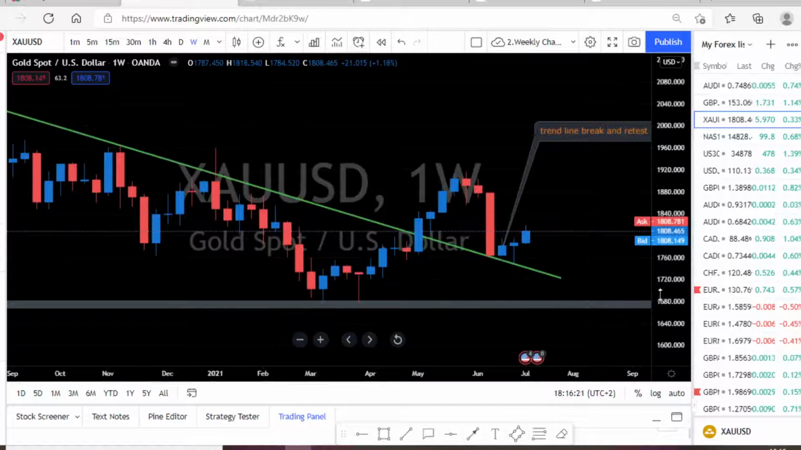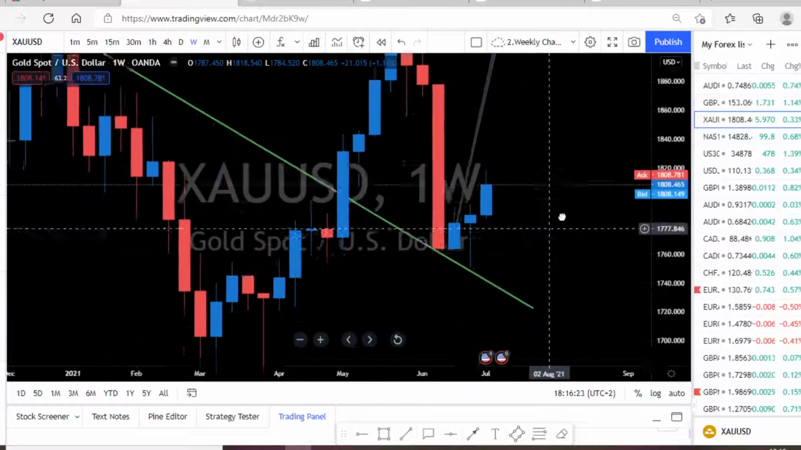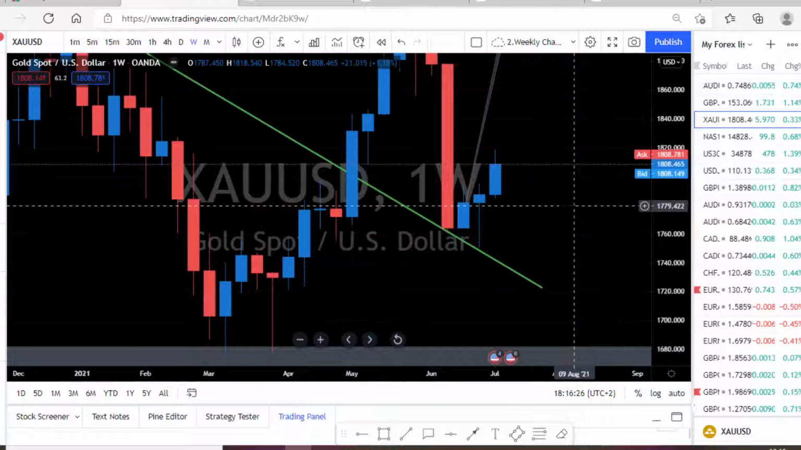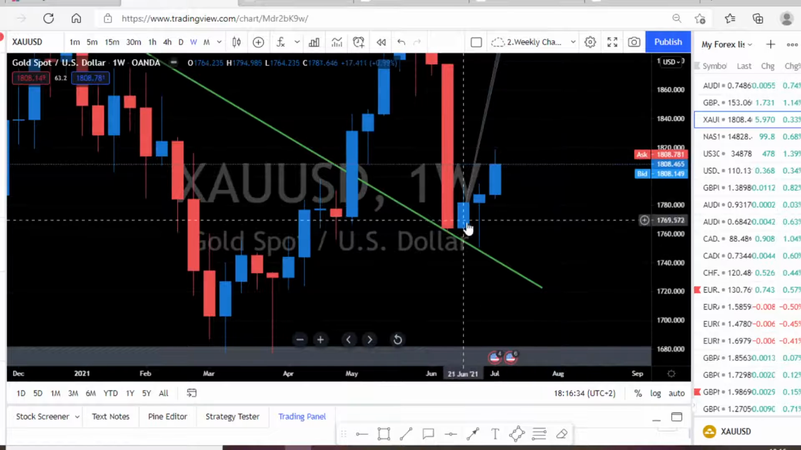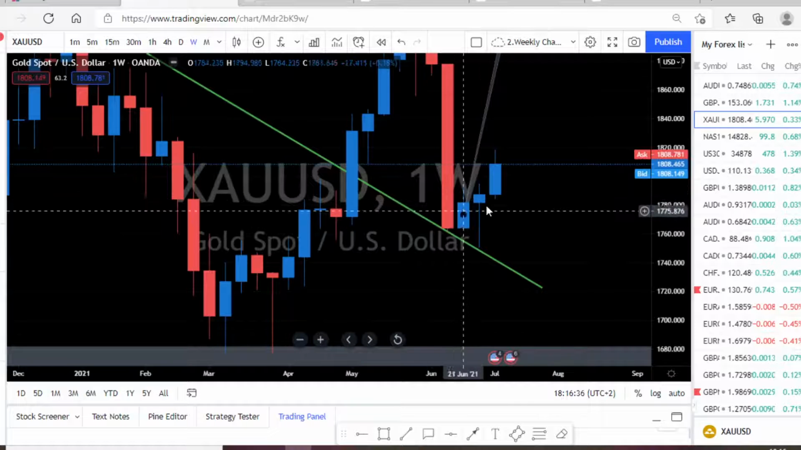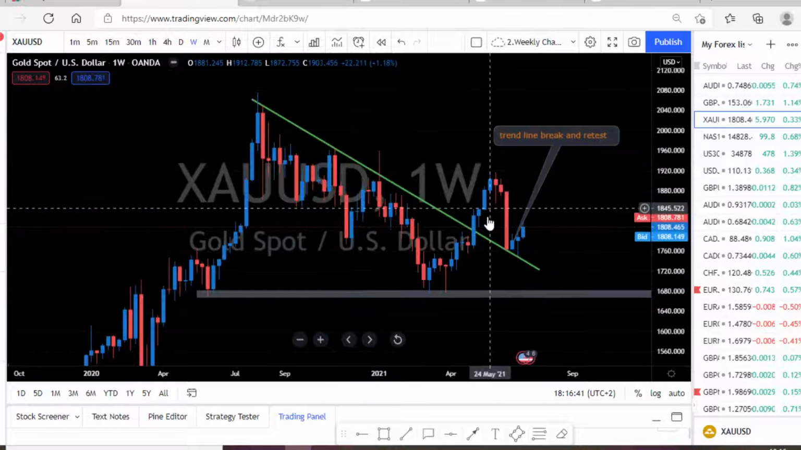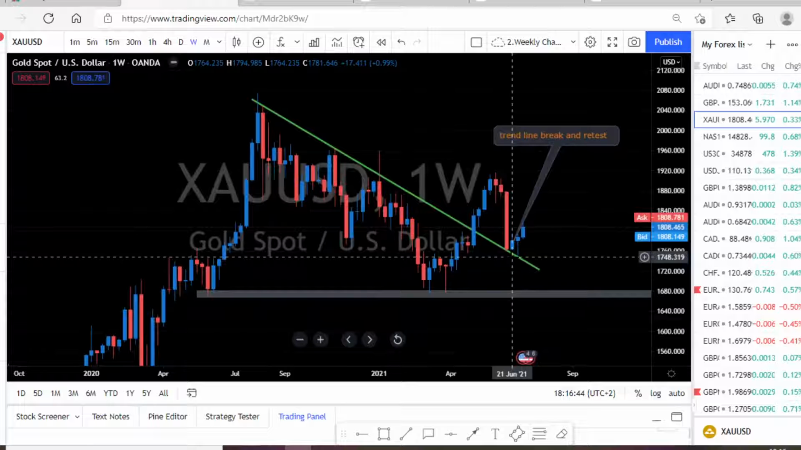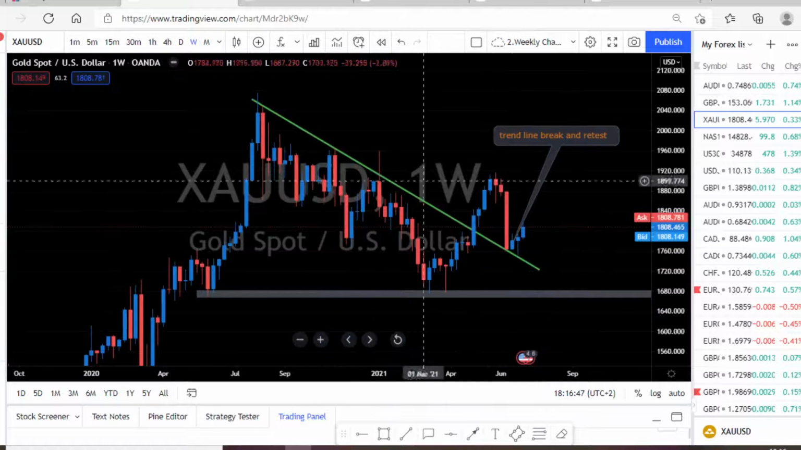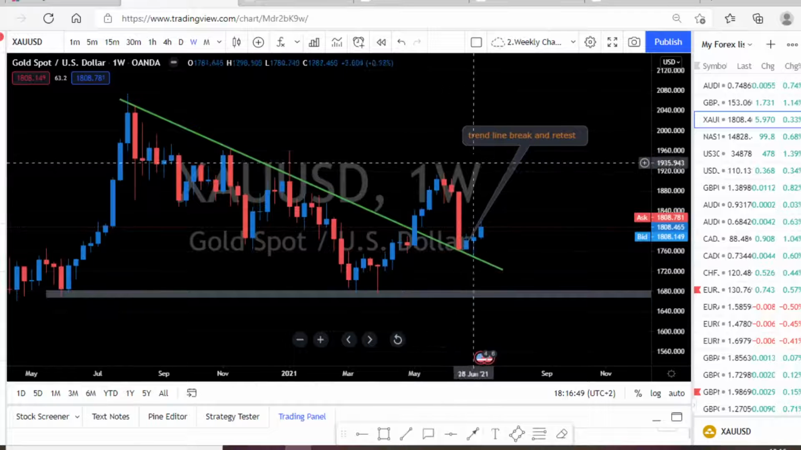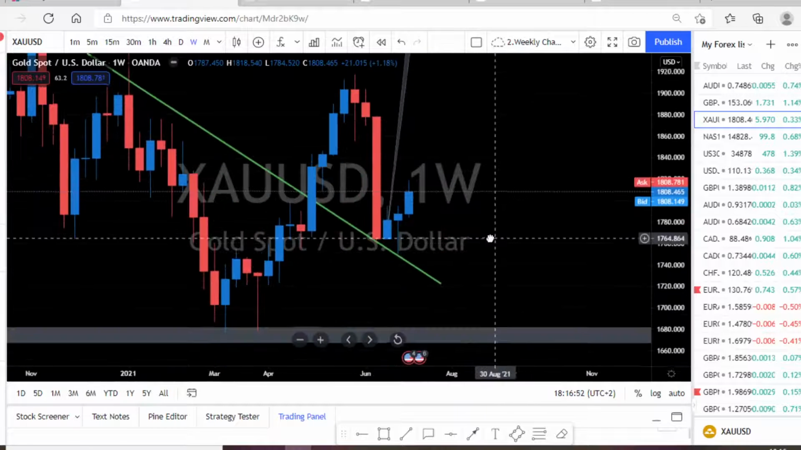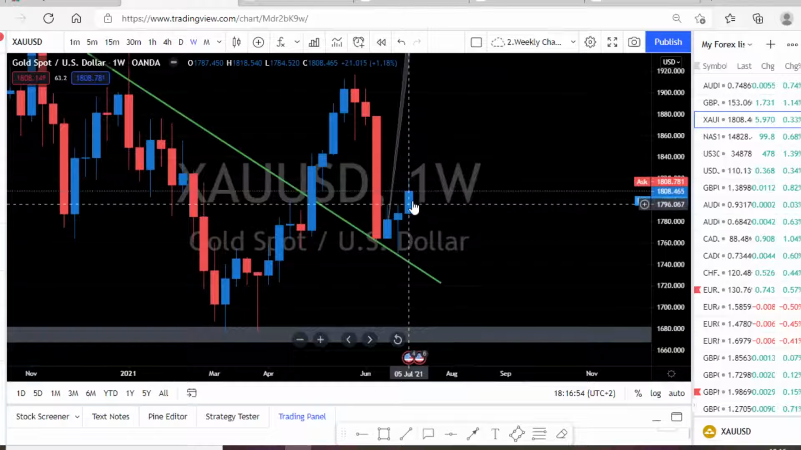Remember, we are analyzing gold on a weekly basis to check our weekly expectation. So the first one, we were at this point where we spotted the break and retest of this trend line. Please make sure that you watch the first video, as this was explained fully there. Then where are we at this point? We have a new bullish candle that broke above these candles.